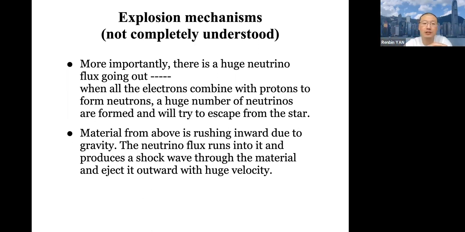All these neutrinos have to go out, but the middle of the star is very dense. And even though the neutrino is very antisocial, it doesn't like to interact with other particles very much, a small fraction of those neutrinos will still run into those nuclei, and actually will push the outer envelope out. So the material rushing in and the neutrino flux run into each other and produce a shock wave through the material and eject it outward with huge velocity.